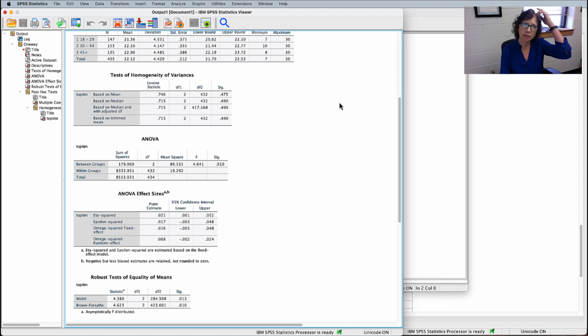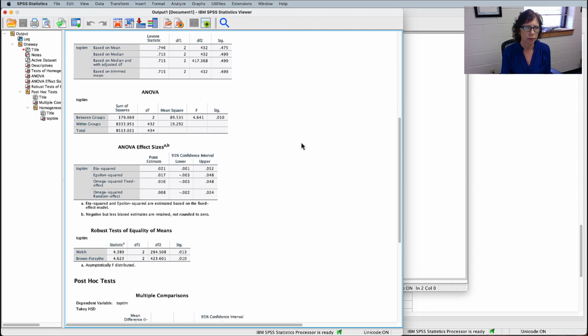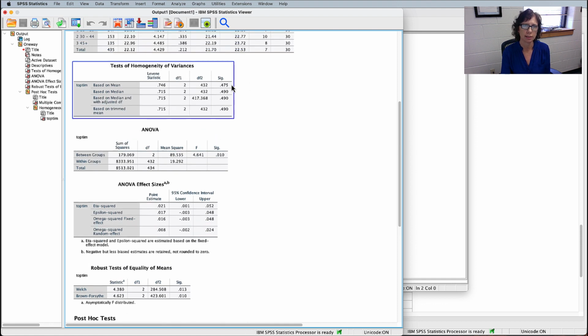So because we have a non-significant Levene's, we don't have to worry about the Welch or Brown-Forsythe corrections to the ANOVA. So we don't have to worry about that because the Levene's test is non-significant.